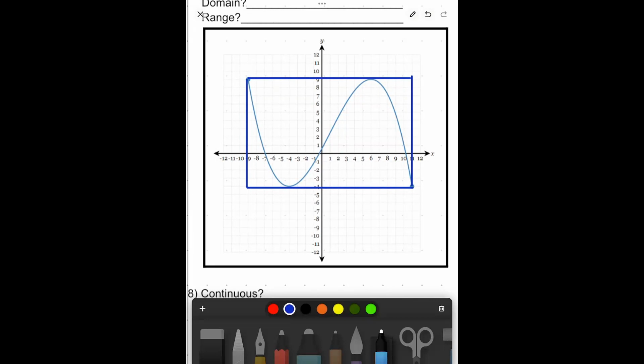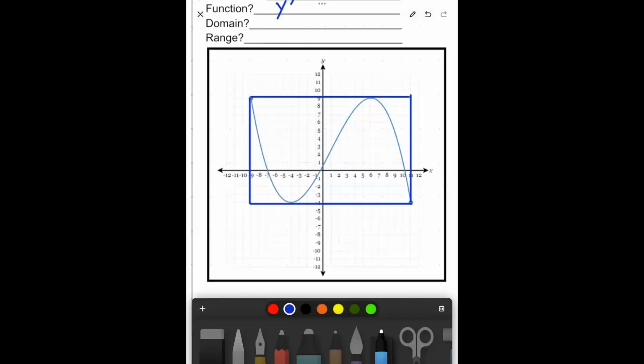Now that I've done that, to find the domain, I just go to the x values. It starts at -9 and it ends at 11. So I'm going to go from -9 to +11. This is a closed circle. This is a closed circle. So it's going to be bracket, bracket, boom, that one's done.